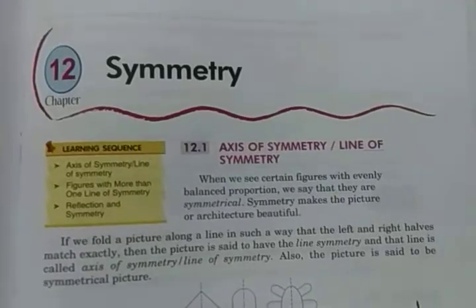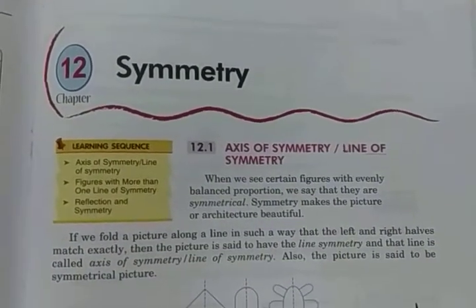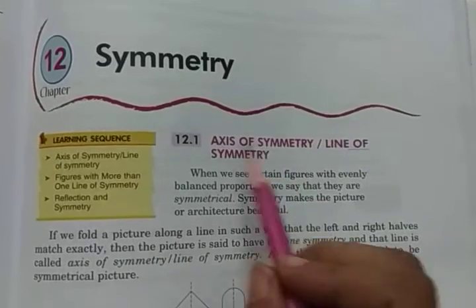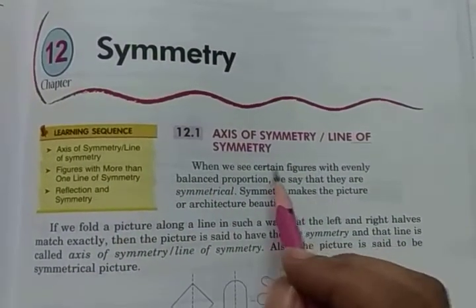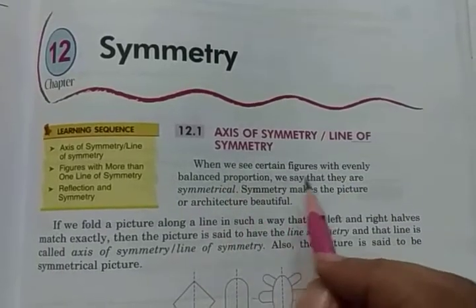Hello everyone, today we will start with chapter 12, symmetry. Firstly, we know about axis of symmetry and a line of symmetry. When we see that a certain figure is evenly balanced in proportion, we can say that it is symmetrical.